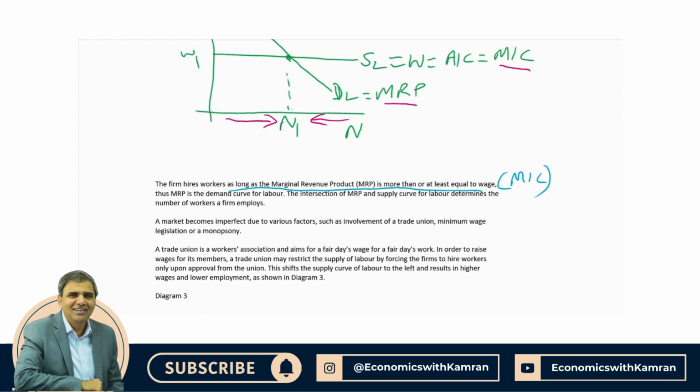So a market becomes imperfect due to various factors. Now there are 3 factors of imperfect labor market I've quoted. One is trade union, the other is minimum wage, and the third is monopsony. Now 3 cases of market failure, imperfect market, I'll be discussing. So first we talk about the trade union.